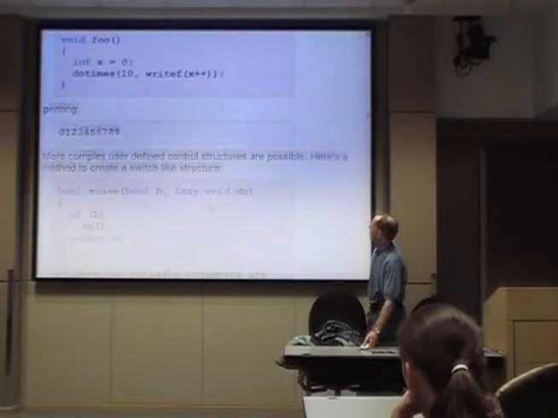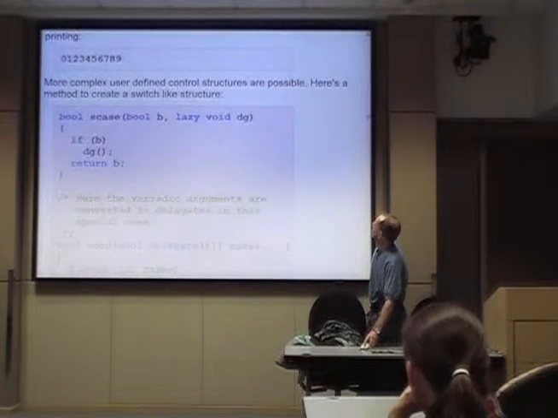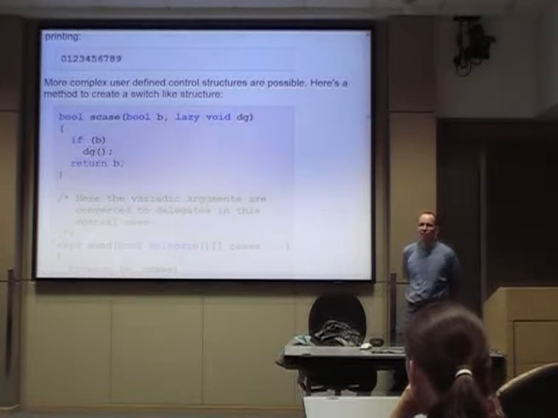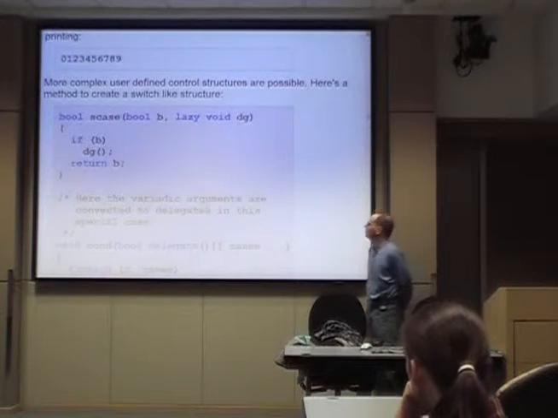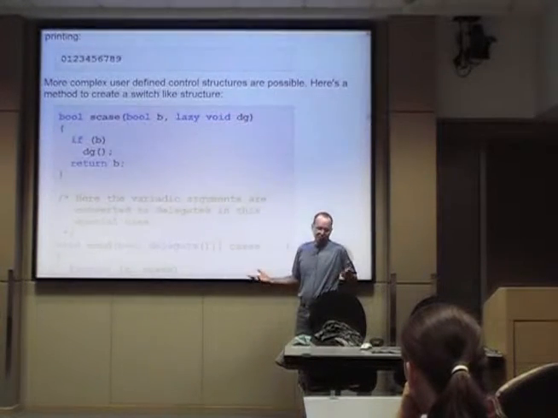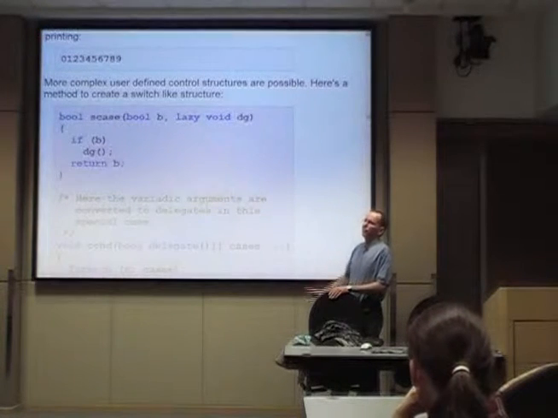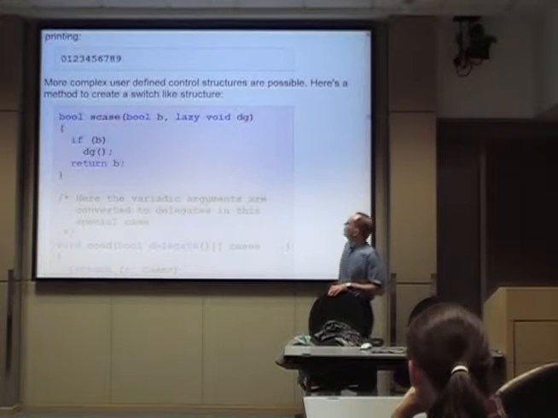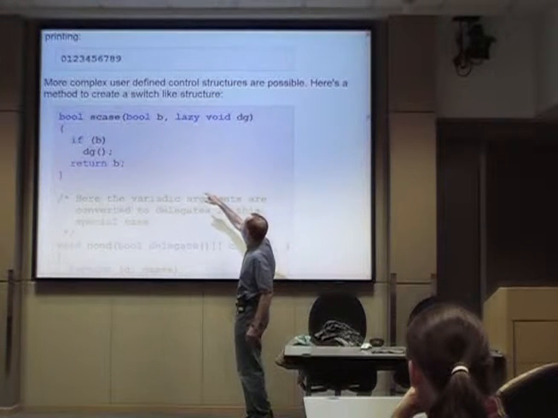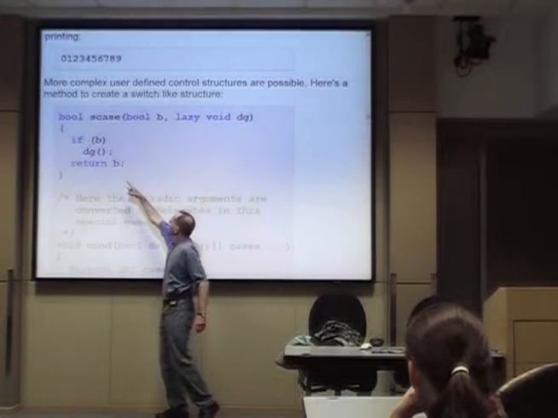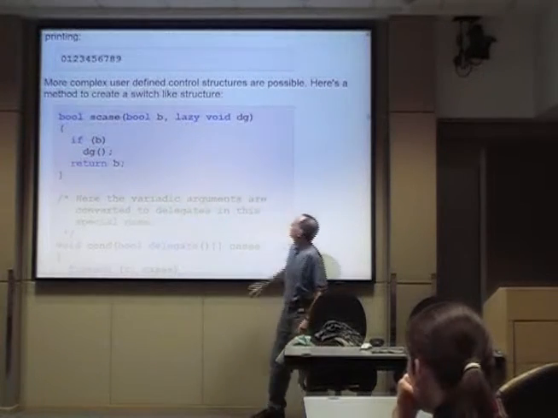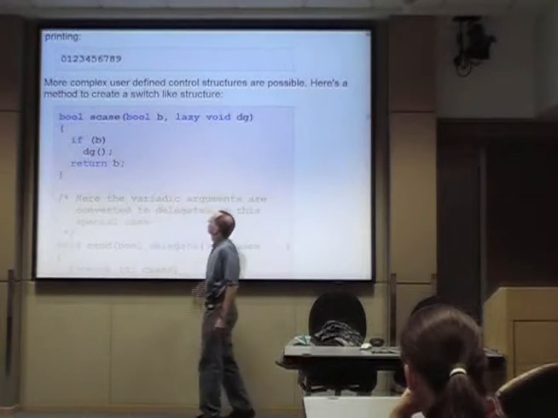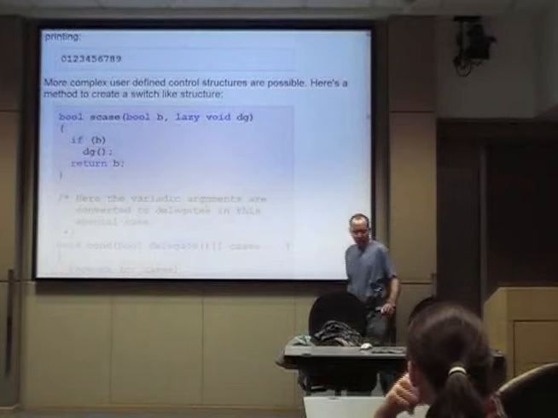Okay, we can do some more complicated control structures. Let's create a switch statement using this feature. Even though D already has a switch statement, this is a representation of how you can build a switch statement or a custom statement of your own design. So we have S-case, which basically is a replacement for if. So if b is true, then I execute my lazy expression and return bool.